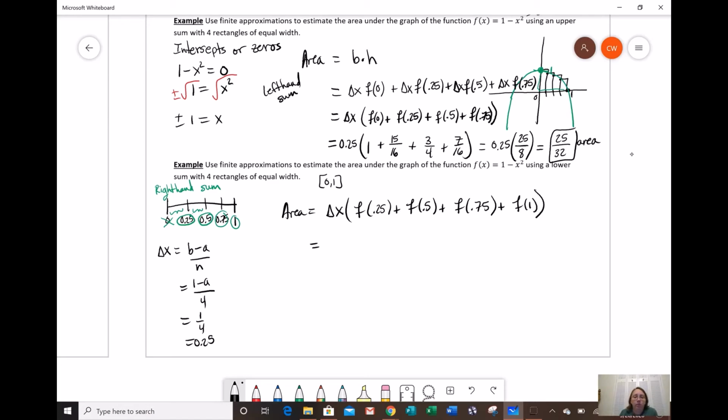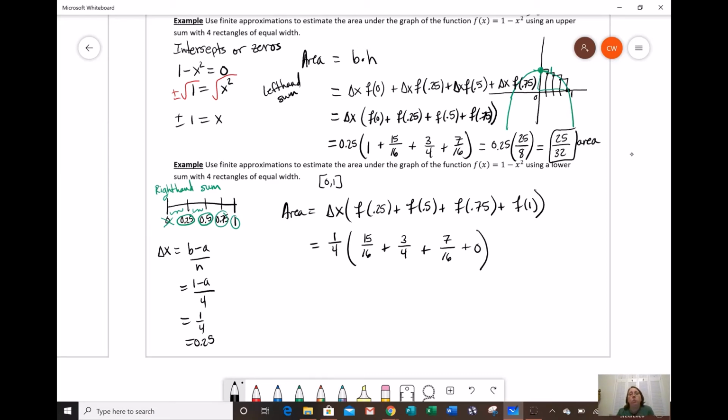We found that, 0.25 or 1/4, either way. f of 0.25 we get by plugging 0.25 into our function, and that was 15 over 16, plus plug in 0.5, and we got 3 over 4. Plug in 0.75, and we got 7 over 16. So I'm just plugging it into this f of x here. Plug in 1 minus 1, that gives us 0.